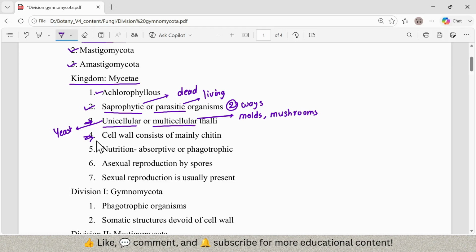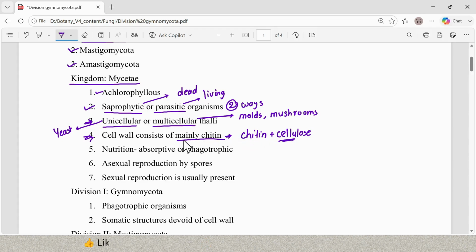Next is about their cell wall. Cell wall consists of mainly chitin. That means, unlike plants, fungi have a cell wall made of chitin. But in some members, you will find that their cell wall is made up of chitin as well as cellulose. So in some members, you will find a small amount of cellulose in it. And hence, the point mentioned here is what? Cell wall consists of mainly chitin.